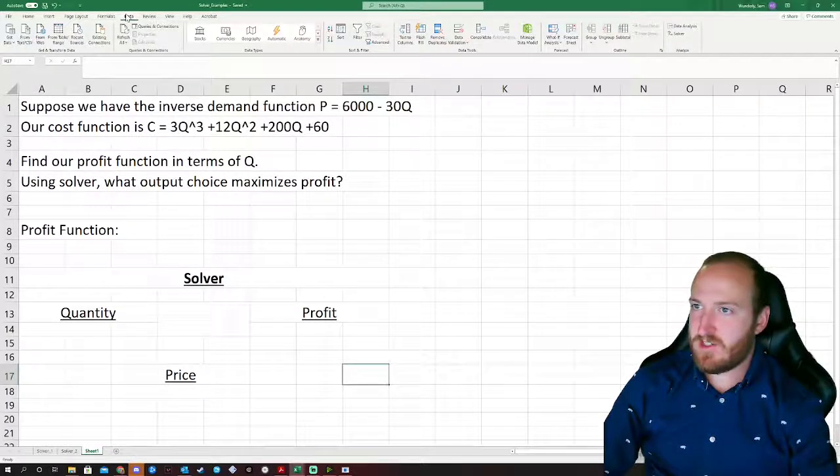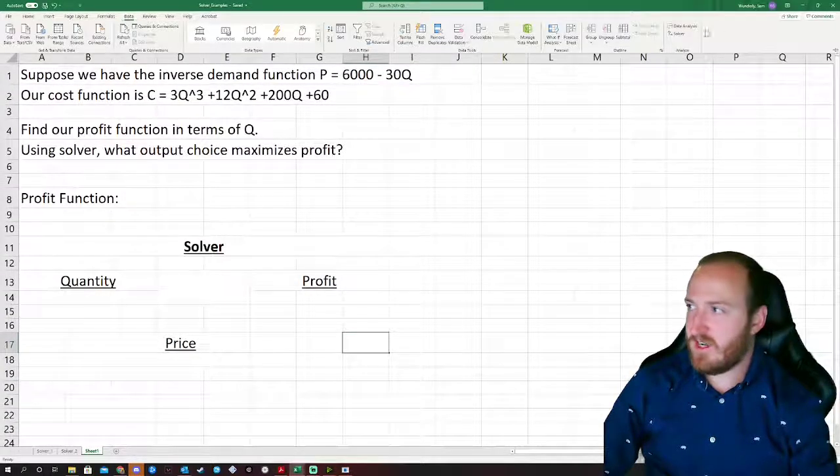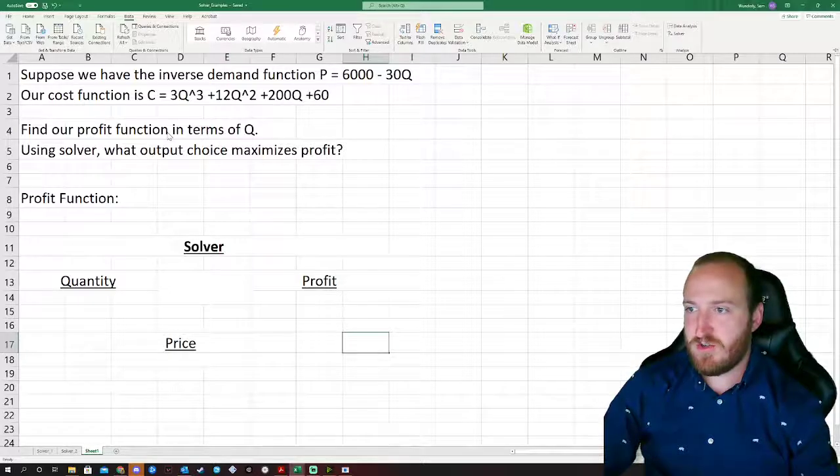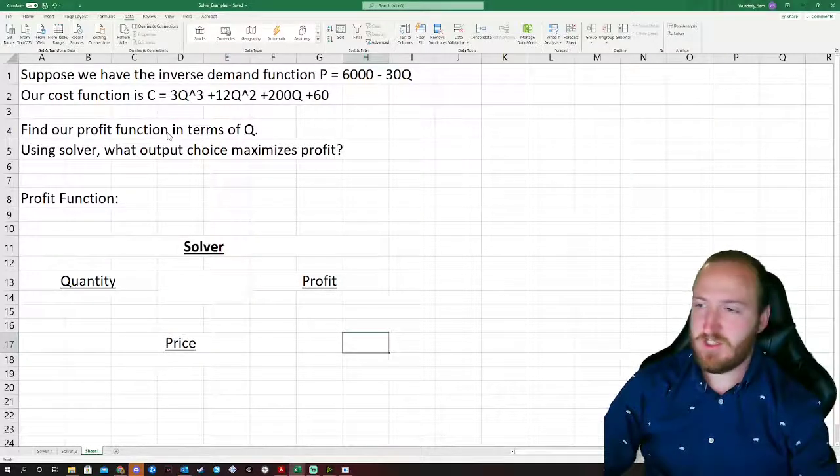And if you've done this correctly, under the Data tab in Excel, you should see on the far right, Data Analysis and Solver. So now that we have those in, let's just go through how to answer a simple question. We're going to have an inverse demand function and a cost function. We're asked to find a profit function in terms of output, Q, and then using Solver, we want to find the quantity Q, which ends up maximizing our profit.